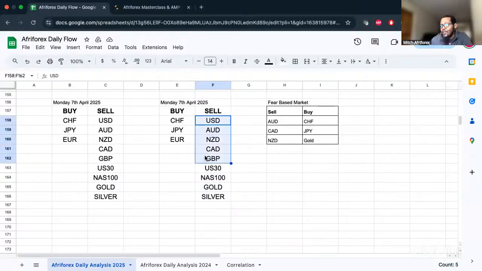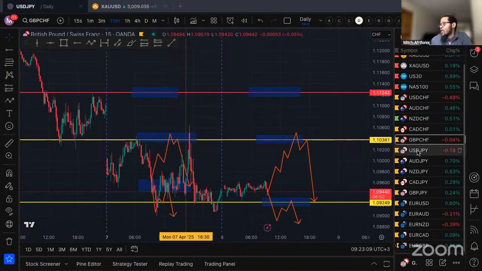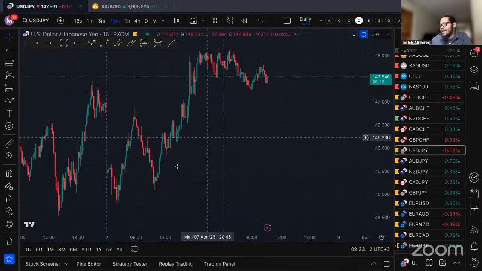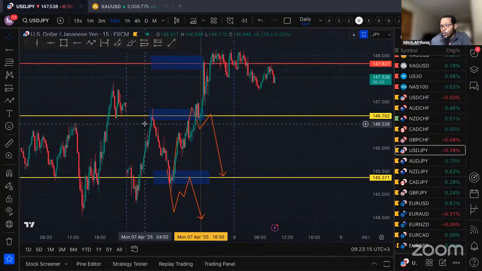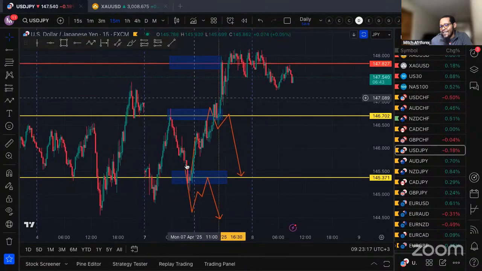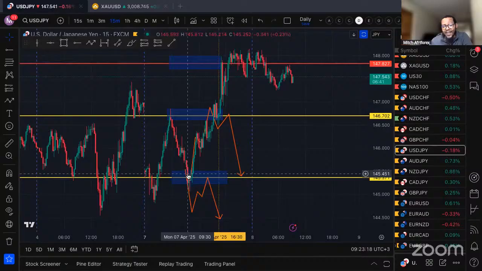So right now we're going to move on to the Japanese yen pairs and do the same thing. So we'll start off here with the US dollar against the Japanese yen. Now, yesterday, our bias here was to look for selling opportunities. You can clearly see where we were initially in the morning, we were within an area where there are buyers. So there was no trading opportunity at that point in time.